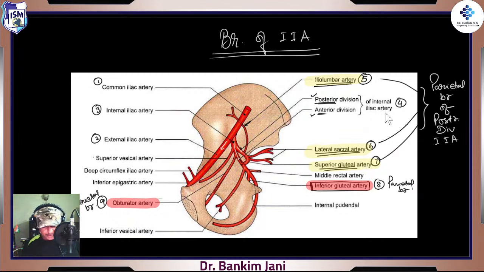The visceral branch, we start with this superior vesicle, right? So we just mark it like this. All of them will be our visceral branch. Deep circumflex and inferior epigastric, we are not touching, right? We are not touching because they are not part of internal, they are part of external. So why confuse? We just strike them off. We will not touch them right now.